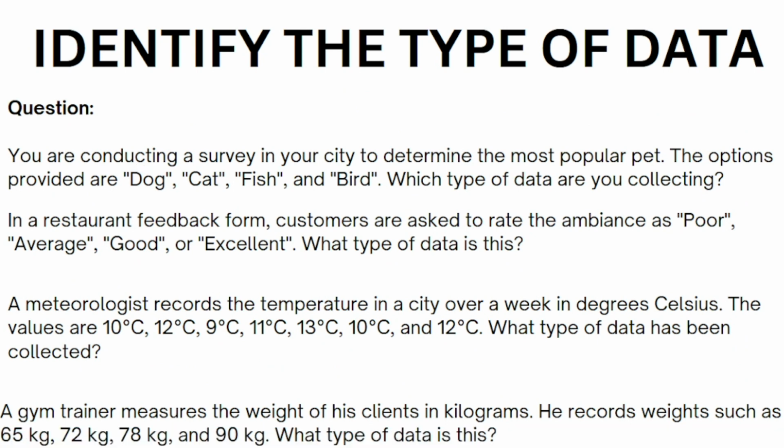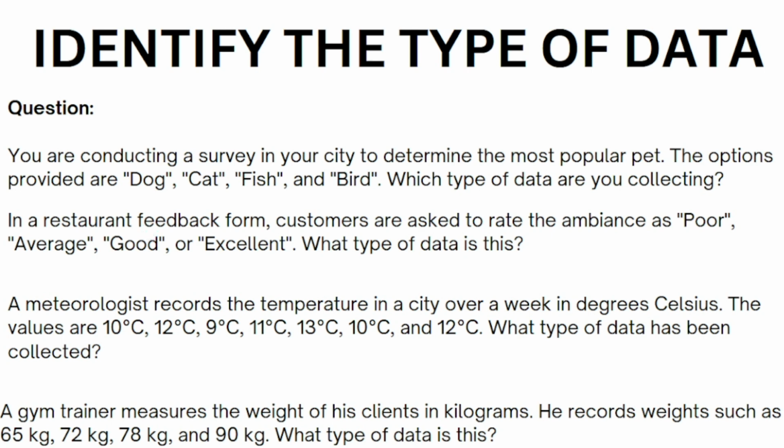Consider you are conducting a survey in your city to determine the most popular pet. The options provided for you are dog, cat, fish and birds. May I know which type of data you are collecting? So from the options you can see you are collecting the information which are related to the dog, cat, fish and bird. So it is said to be qualitative in nature. So the type of data that you are going to collect does not have an order. So you have a category in it. So it is a nominal data. Now let us move to the second question.